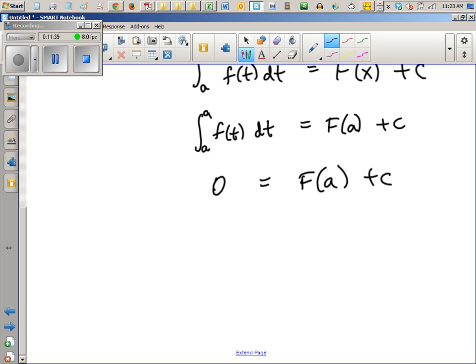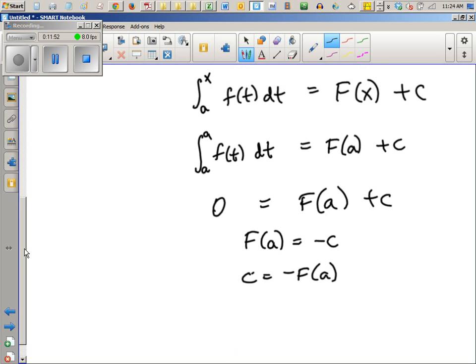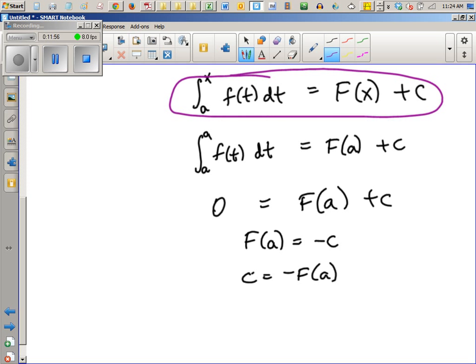So you can see in this very unusual case that f of a is negative c, or you could say c is negative f of a is another way to write that. So we can go back to this statement at the top, here in purple, and we can update it, writing it like this. The integral from a to x under a curve is f of x minus f of a.